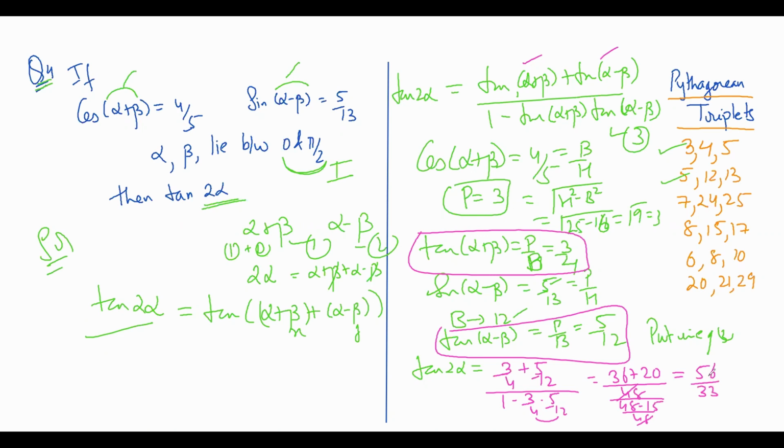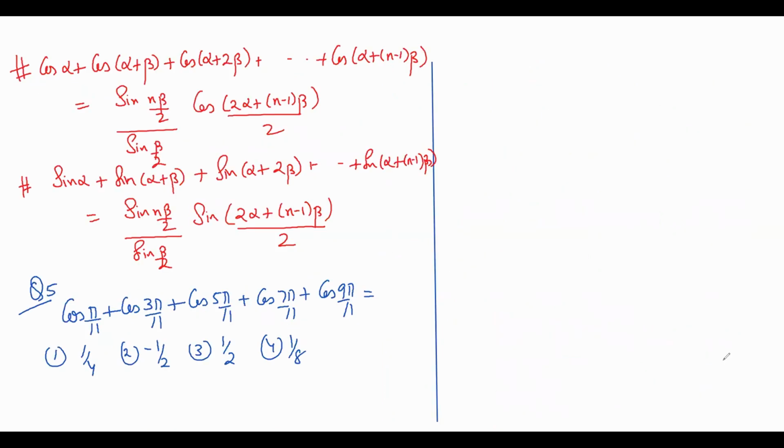Okay, now next. Very, very important formula, and very easy to learn. What is written here? Cos alpha. Next is cos alpha plus beta. Next is cos alpha plus 2 beta. Next one is cos alpha plus 3 beta, and so on till cos alpha plus n minus 1 beta. Look at this: it begins at 0 and ends at n minus 1. I think it's clear to you. 0 beta, you can write this as alpha plus 0 beta.